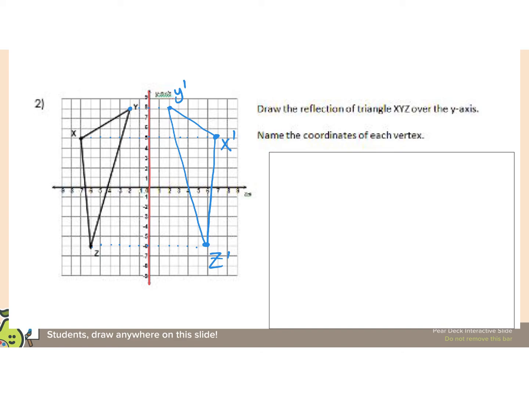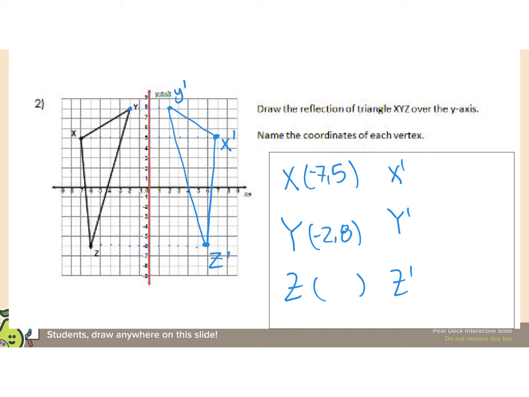Now I need to record where are x, y, and z, and x prime, y prime, and z prime. So x is located at -7, 5. Y is at -2, 8. Z is at -6, -6. Let me make sure. 1, 2, 3, 4, 5, 6. Yeah.